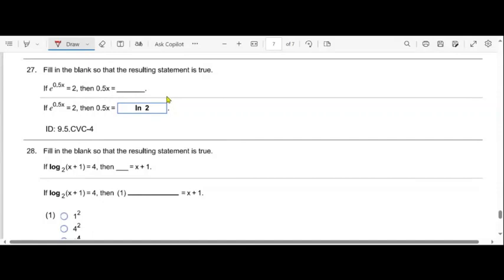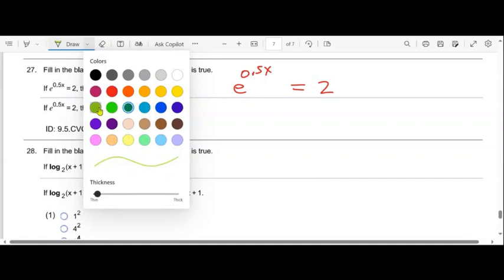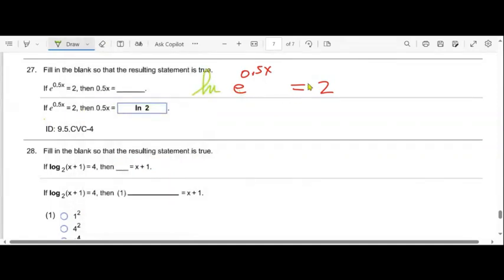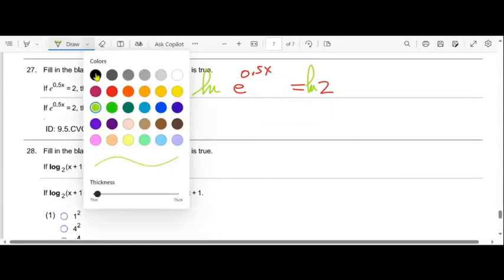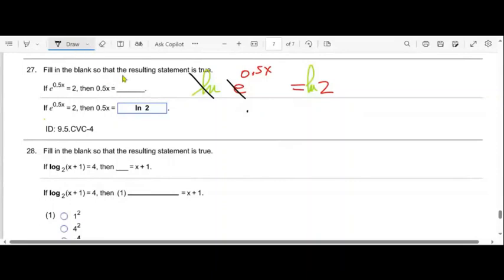All right. Number 27. Fill in the blank so that the resulting statement is true. If e to the power of 0.5x equals 2, then 0.5x equals ln 2. How did we solve it? If we solve in the calculator? No, we have to use ln. If you use ln, then what happens to the ln and the e? They go.